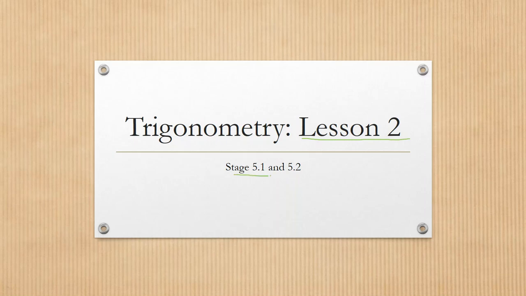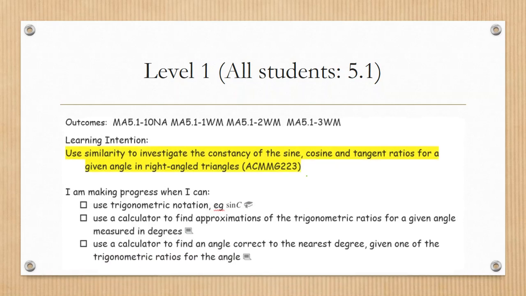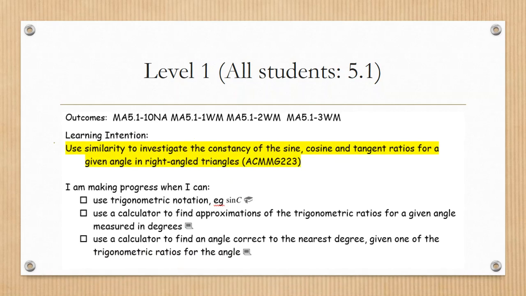Today's lesson has stage 5.1 and 5.2 content. The learning intention is still using similarity to investigate sine, cosine and tan ratios, and we're still using sine notation. But we want to use a calculator to find approximations of trig ratios for a given angle. And the second one is to find angles when we're given a trig ratio.